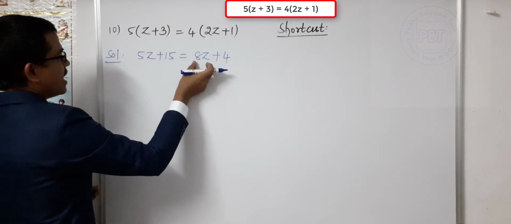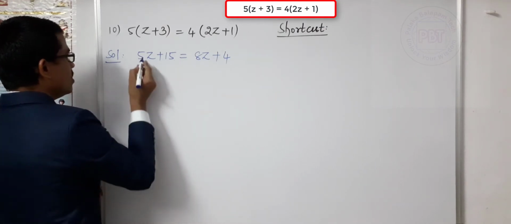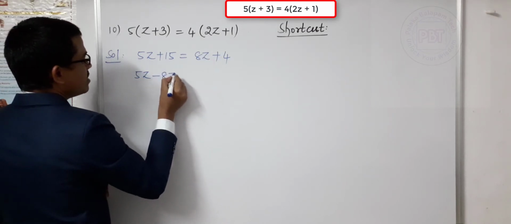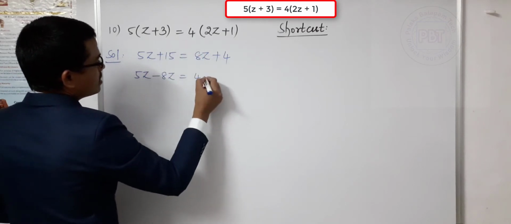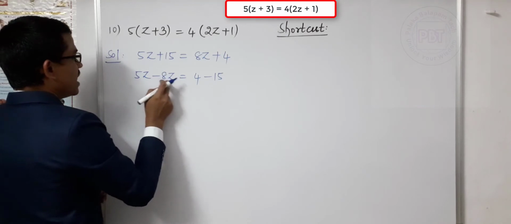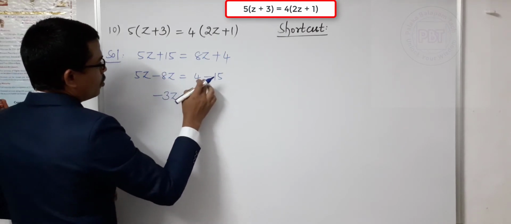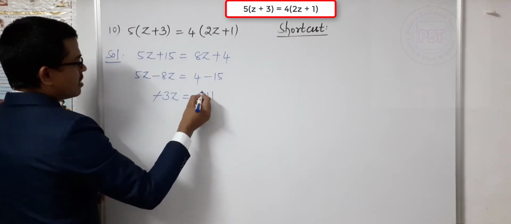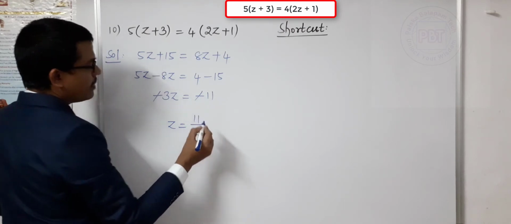Now I am transposing 8z to the left hand side and plus 15 to the right hand side. Now 5z minus 8z, equal to plus 4, and plus 15 becomes minus 15 in the transposition. 5z minus 8z is minus 3z, equal to 4 minus 15, which is minus 11. So the minus sign is cancelled on both sides. Z equals 11 by 3.